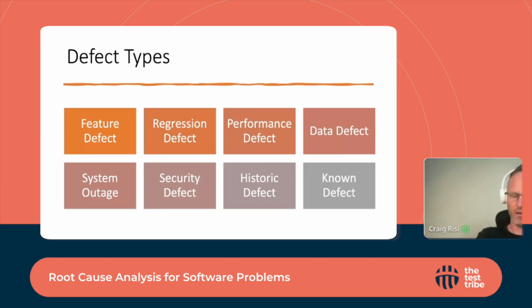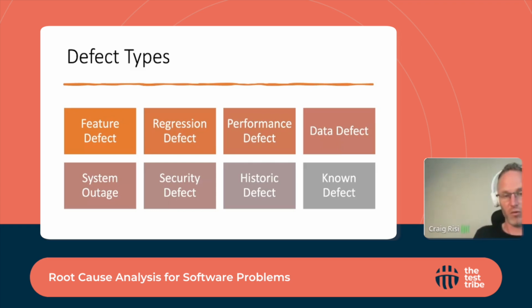A regression defect. This was something which we picked up in regression, so it's not part of the new feature we developed, but we found an issue in regression. A performance defect, there's an issue with the performance. A data defect, the code works, but there's a problem with the data that we used, or the data difference between what we used in test versus prod. A system outage. A security defect.